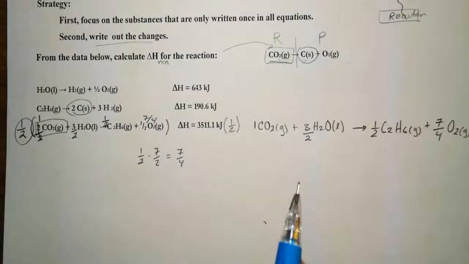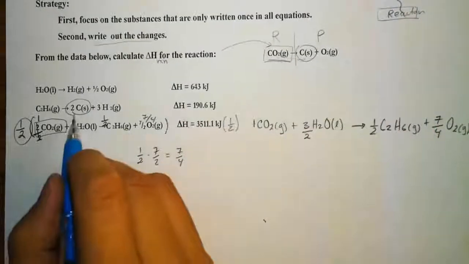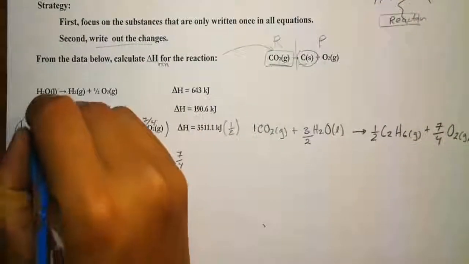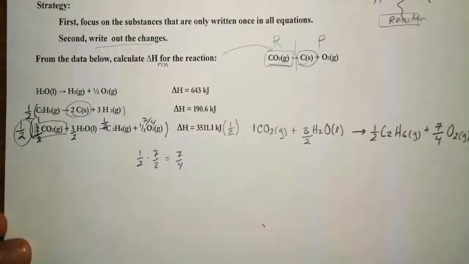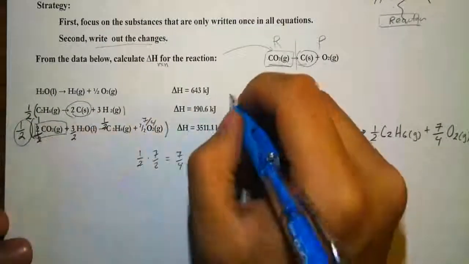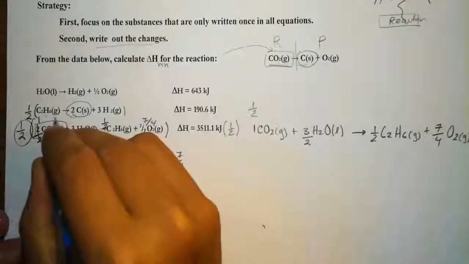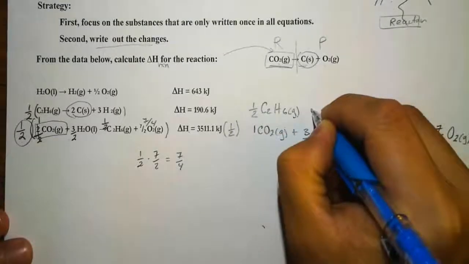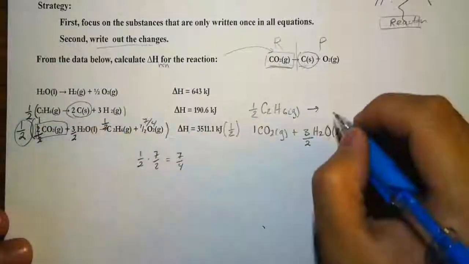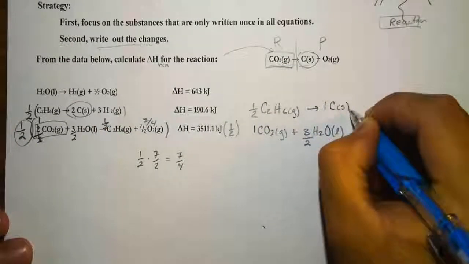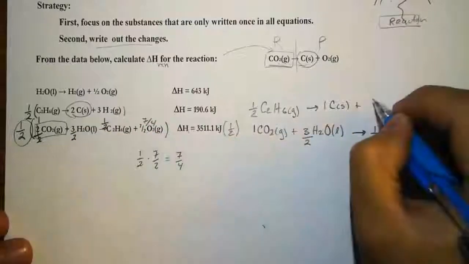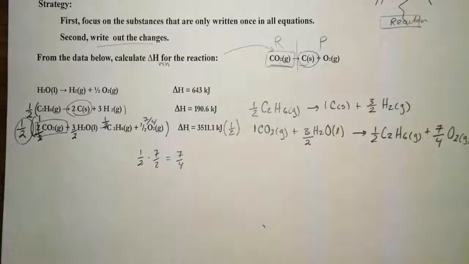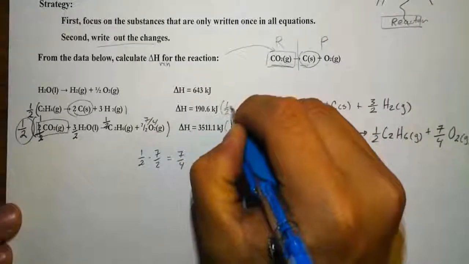Now, what else do we need to do? Oh, look at this. We only have one carbon, but how many carbon do we have here? We have 2. So we do the same thing. We have to multiply the coefficient by 1/2. Okay? So if we do that, let me rewrite again, 1/2 C2H6 gas. And that produces, what is 1/2 times 2? Of course, it's 1 carbon in solid form. And then what's 3 multiplied by 1/2? Of course, that is 3/2 of H2 in gaseous form. Isn't that easy? And of course, we have to multiply this by 1/2.